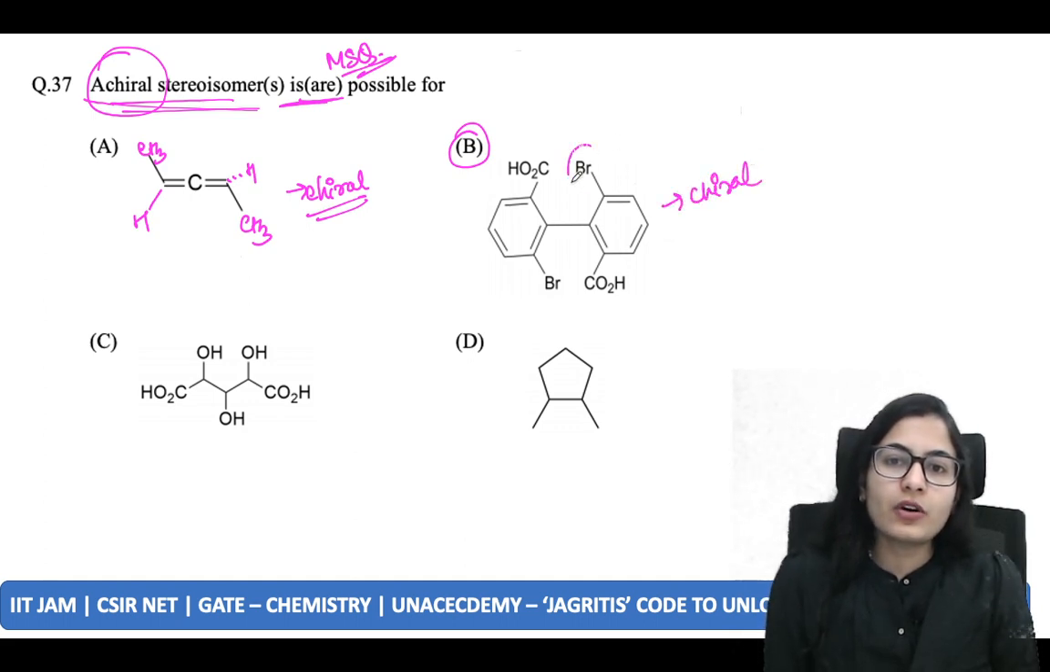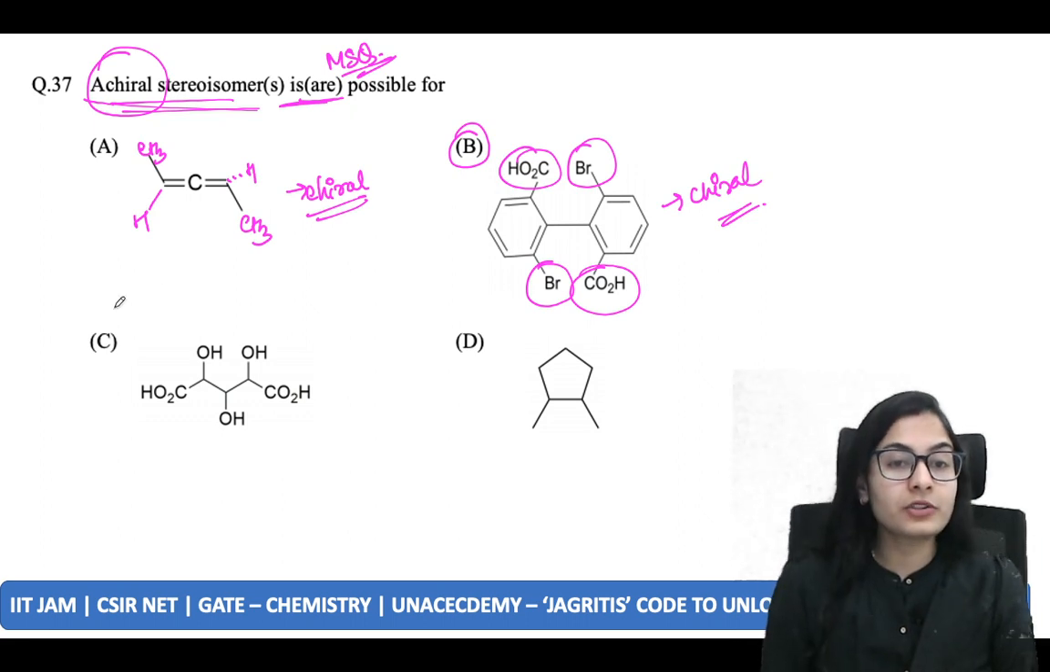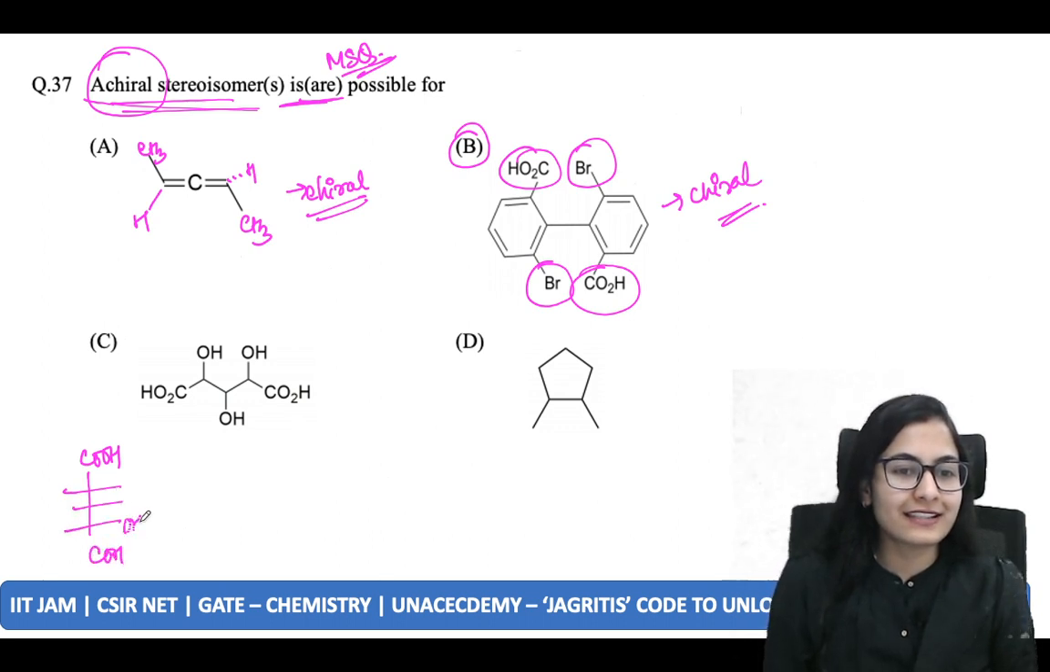So because of these bulky groups over here, there will be restricted rotations and it will be chiral once again. What about C and D, guys? If you are writing option number C in Fischer projection, you will know that it is an acid like this.